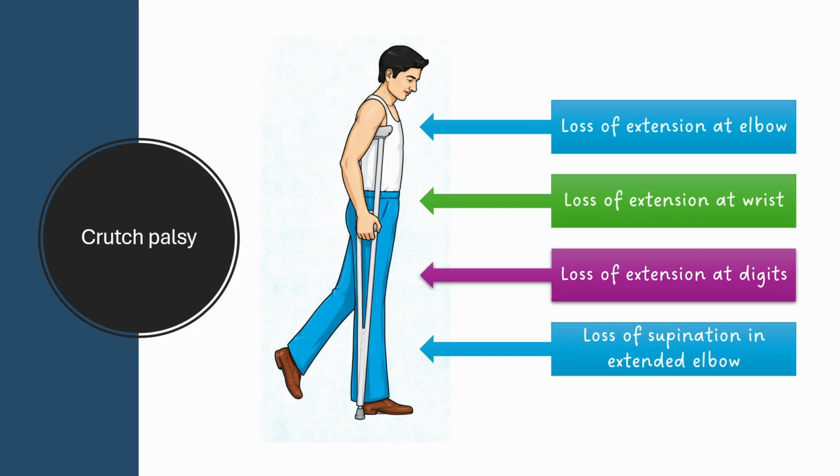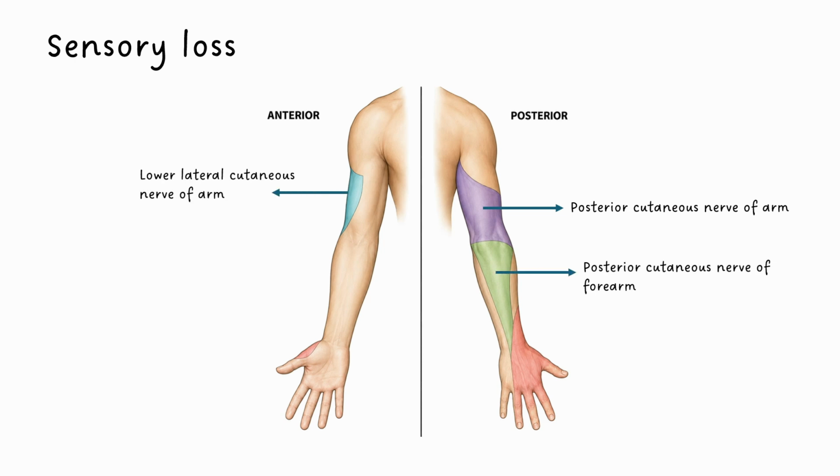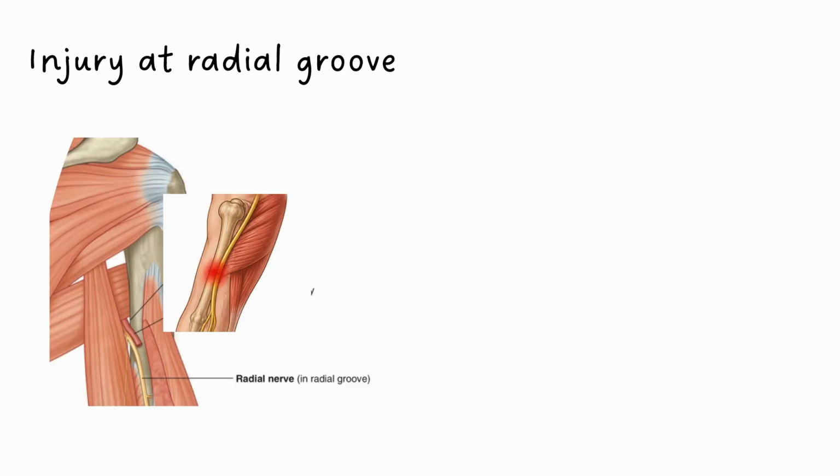In addition to the motor loss, there is also sensory loss. The sensory loss is seen over the cutaneous distribution of the radial nerve. So we see the sensory loss over the posterior aspect of the arm, the lower lateral part of the arm, the posterior aspect of the forearm, as well as the lateral part of the dorsum of the hand, including the lateral 3.5 digits except for the nail beds.